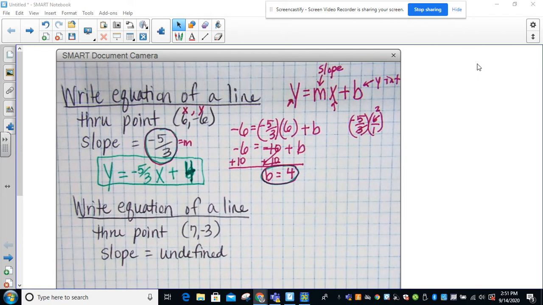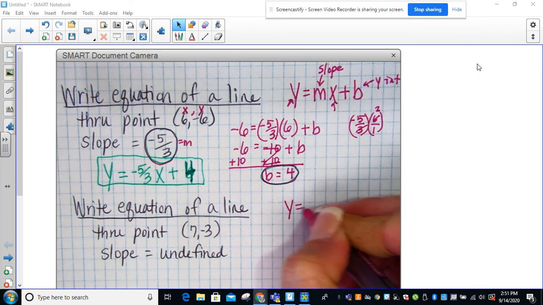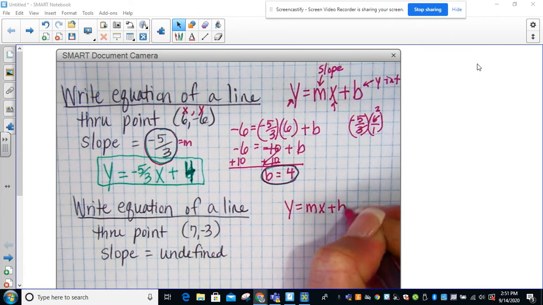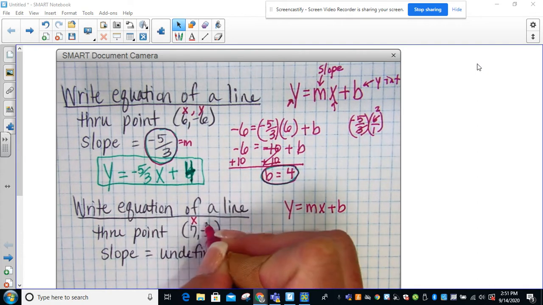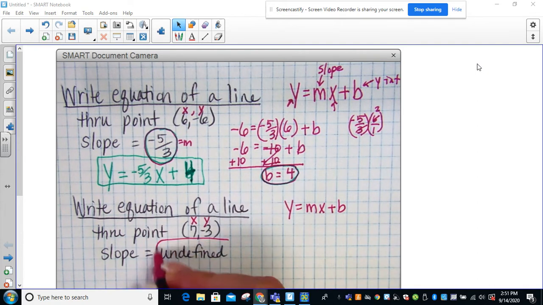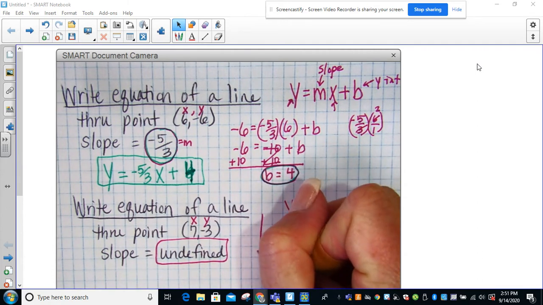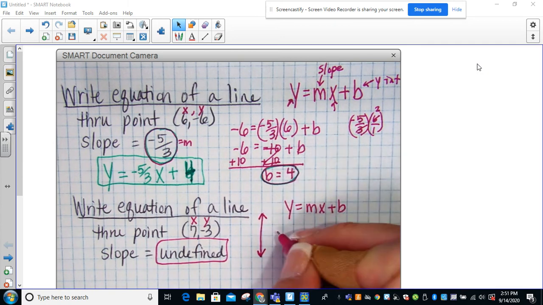Next, we're going to try it again. Y equals mx plus b. This is your x, this is your y, and looky here, undefined. An undefined line looks like this. It's vertical.